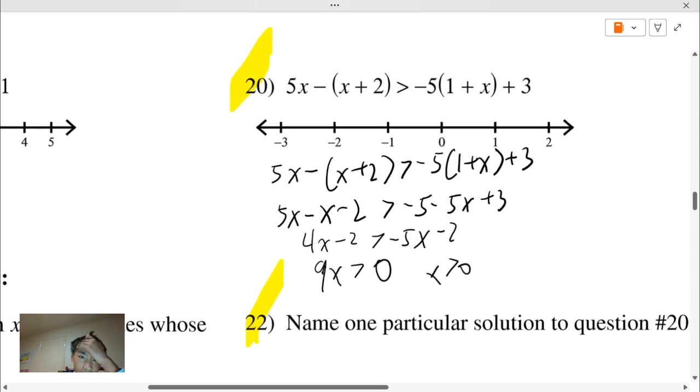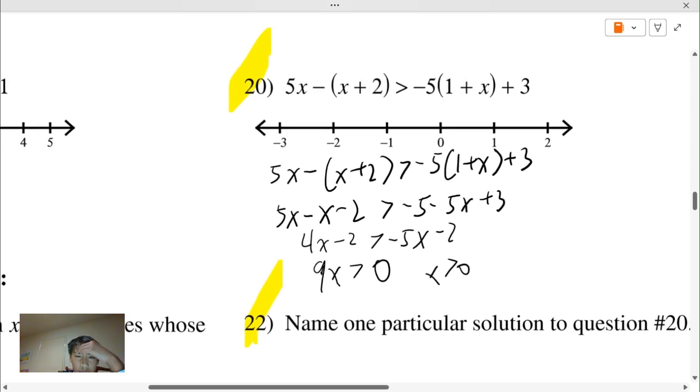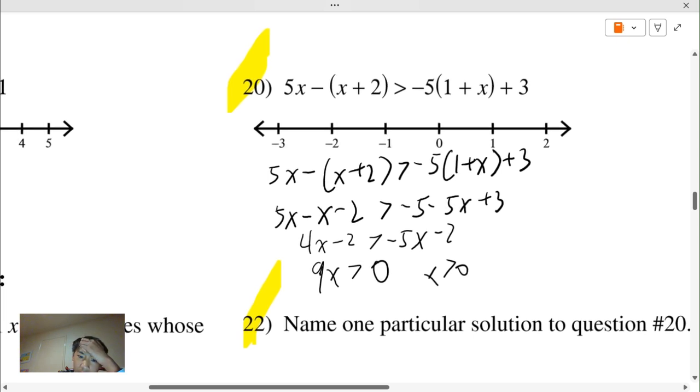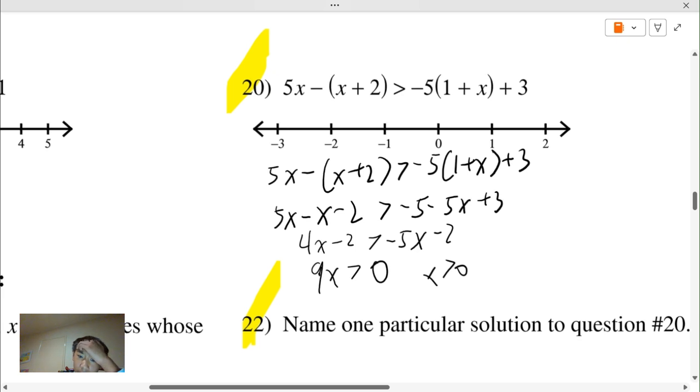5x minus x minus 2 is greater than minus 5 and minus 5x plus 3. 4x minus 2 minus x minus 2. 9x is greater than 0.